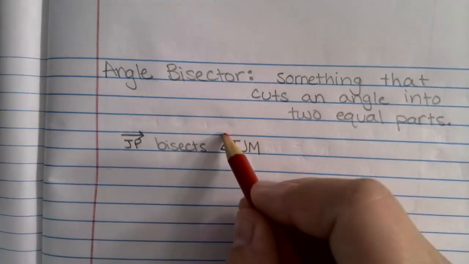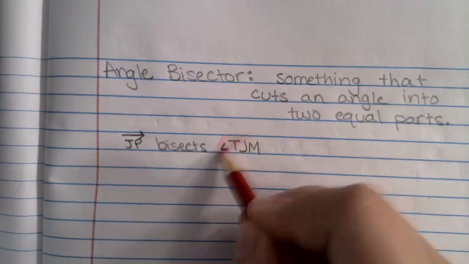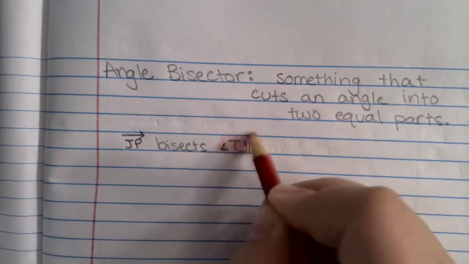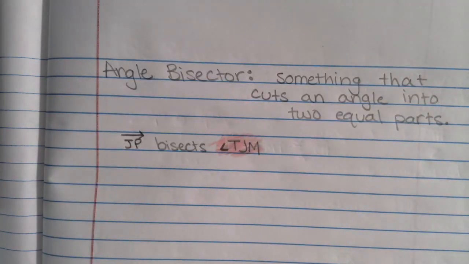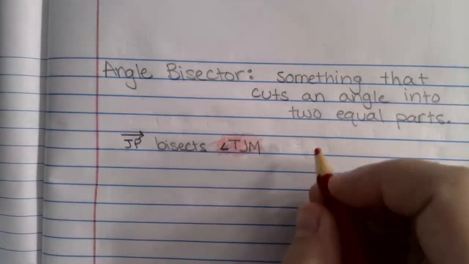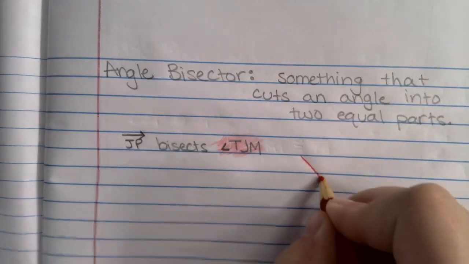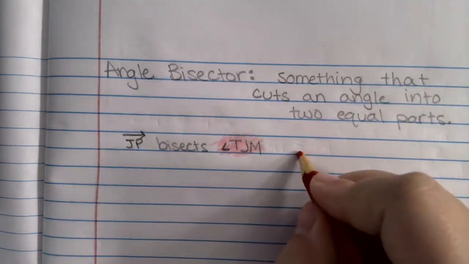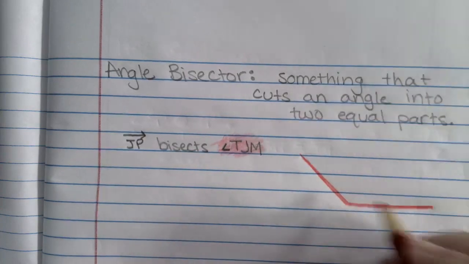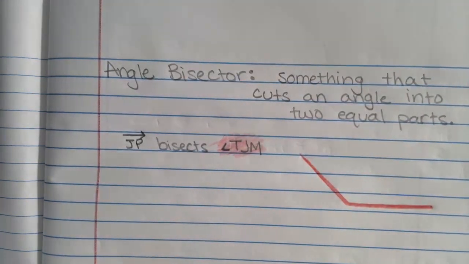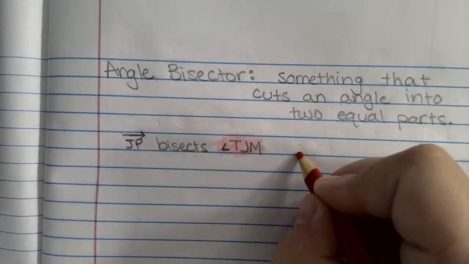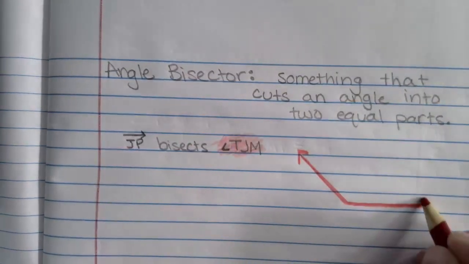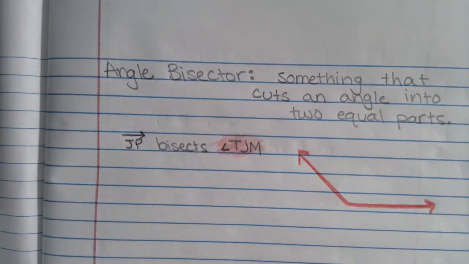Okay, if I have angle TJM, I'm going to start with that. I'm going to draw an angle that looks like this. So if you can draw one similar, that'd be great. If not, that's okay. So I'm going to start with that angle. That's my full thing. TJM.